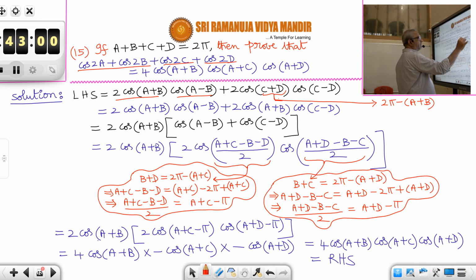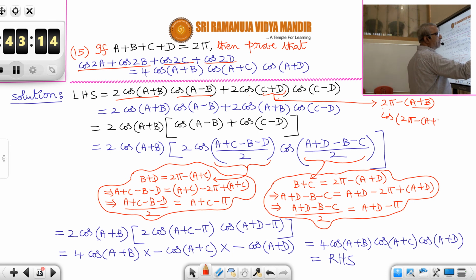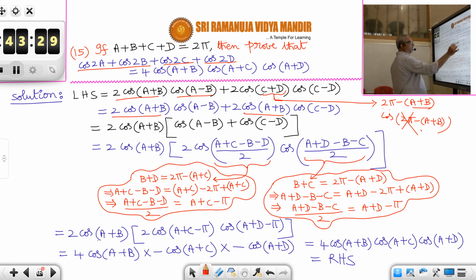This (2c plus 2d) by 2 can be written as what? A plus b plus c plus d is equal to 2 pi. Therefore c plus d is equal to 2 pi minus (a plus b). Cos of 2 pi minus (a plus b): what is it? Multiples of 2 pi can be cancelled out. So cos of minus (a plus b) is cos (a plus b). So that is what is happening in the next step. There is no other change.